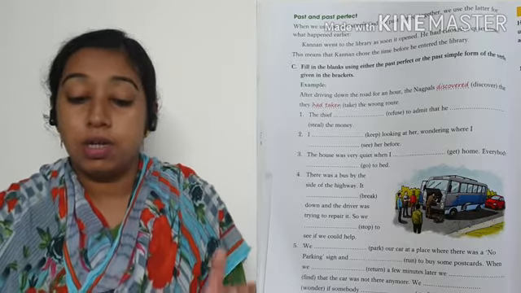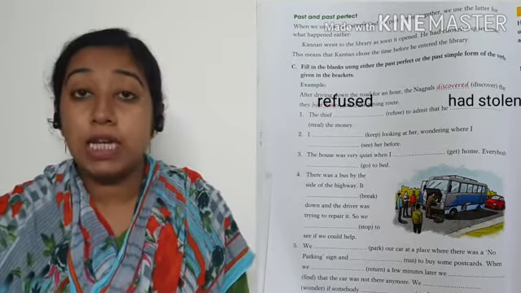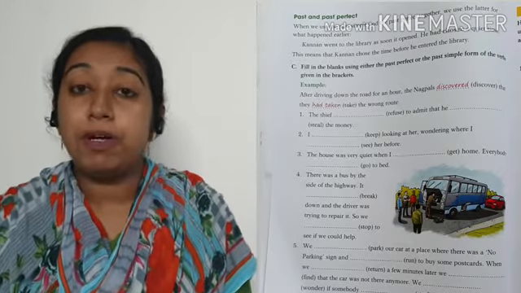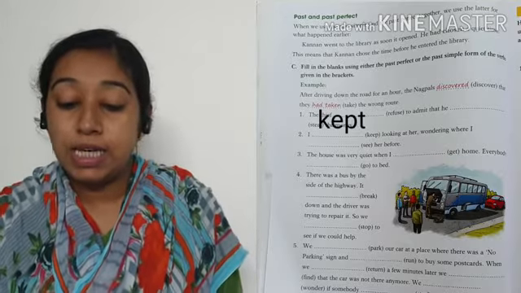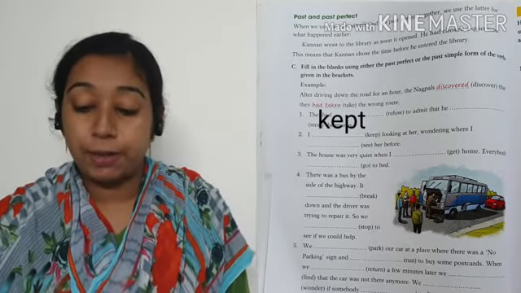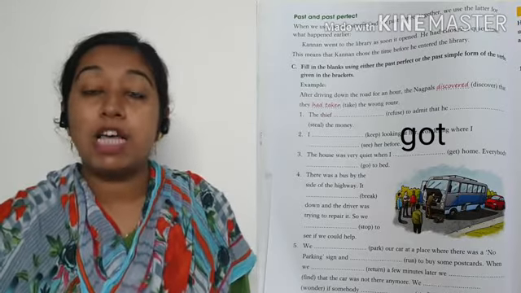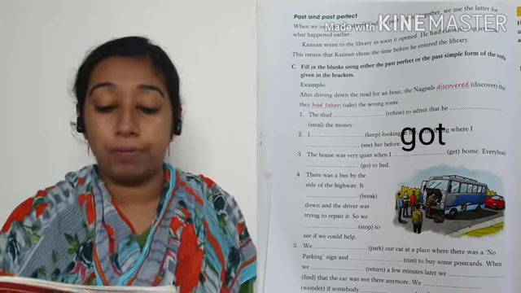In the first one, refuse, the simple past is refused. Steal, you're converting into past perfect, that is had stolen. Keep, the verb 1 kept. See, had seen, past perfect. Get, got. Go, gone. Past perfect form of go is had gone.